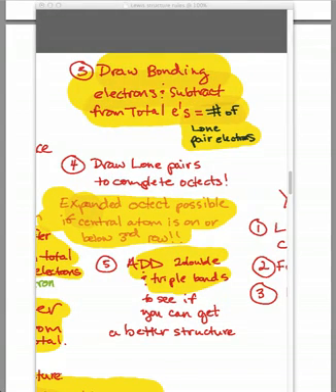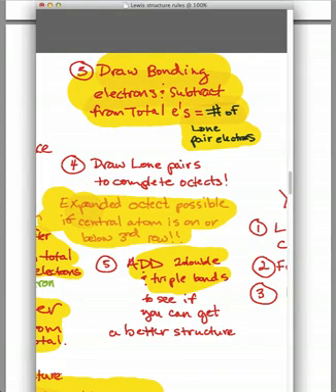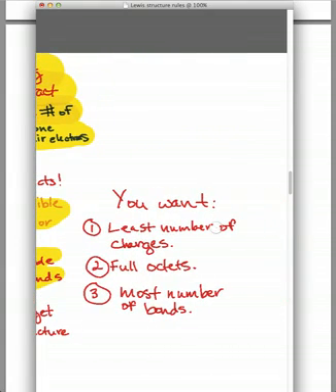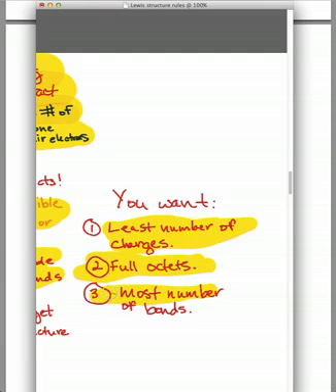So once you've got a plausible structure, it doesn't necessarily mean it's going to work, okay? You might even have 2, 3, 4 structures that fill all these criteria. What you want to do is get the least number of charges. You have to have full octets, so disregard it if it doesn't have a full octet for carbon, for instance, and we want the most number of bonds. So if we have double versus single bonds, go with the double one.